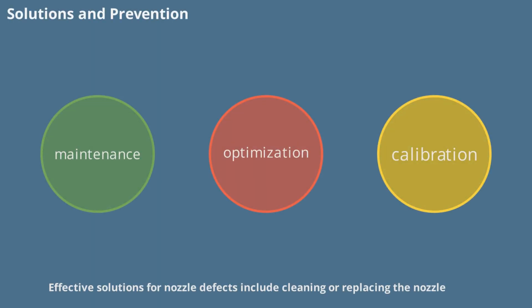Effective solutions for nozzle defects include cleaning or replacing the nozzle, using dry filament, optimizing print parameters, and calibrating your printer regularly. Preventive maintenance is the best way to avoid recurring issues. By implementing these strategies, you can ensure reliable performance and high-quality prints. Staying proactive with maintenance and parameter optimization will save time and reduce frustration in your 3D printing journey.